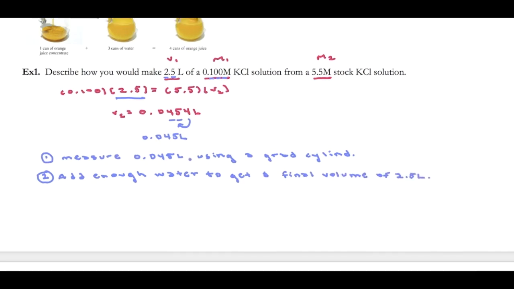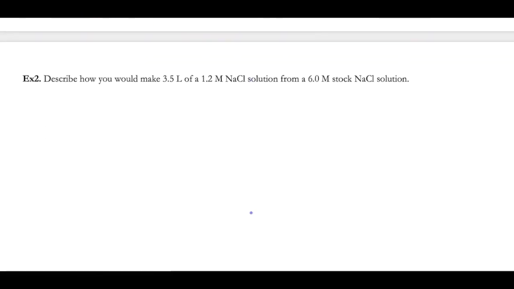And let me really quickly note, I want to measure 0.045 liters of my stock solution, because I need to specify what exactly I am measuring. So you can say your stock solution, or if you want to say of your 5.5 molar solution, that's fine as well. So I'm just going to abbreviate solution. All right, let's look at one last example.